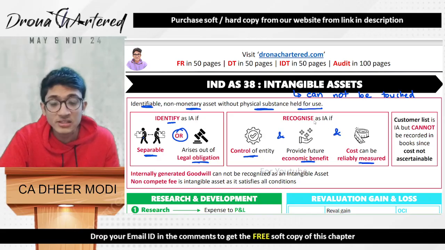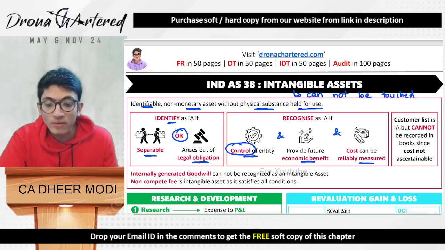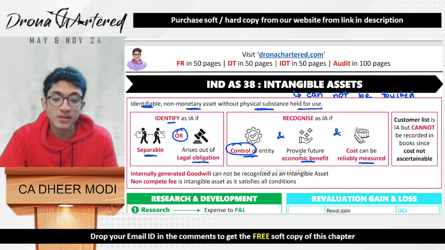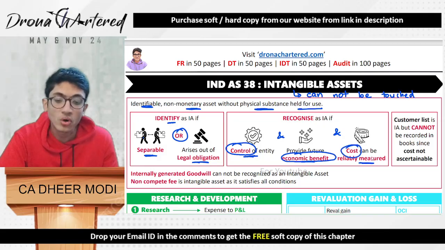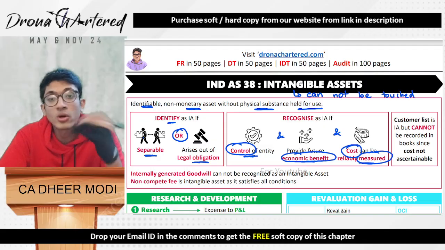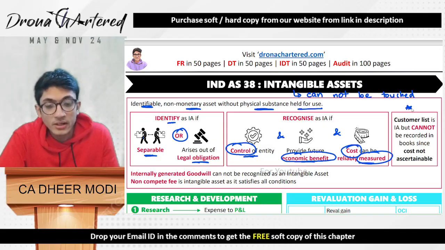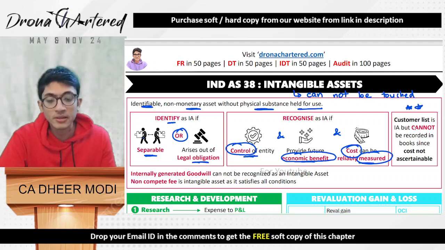Recognized as an intangible asset only and only if it is within the control of the entity, if it provides future economic benefits and whose cost can be reliably measured. Because if you cannot measure the cost reliably, at what amount will you value it? This is an important part, therefore I put it in a separate box.